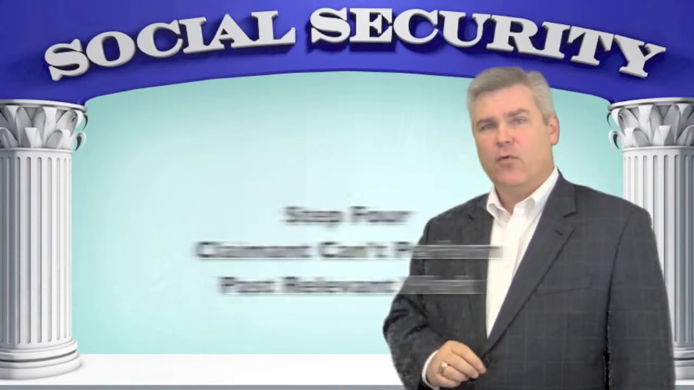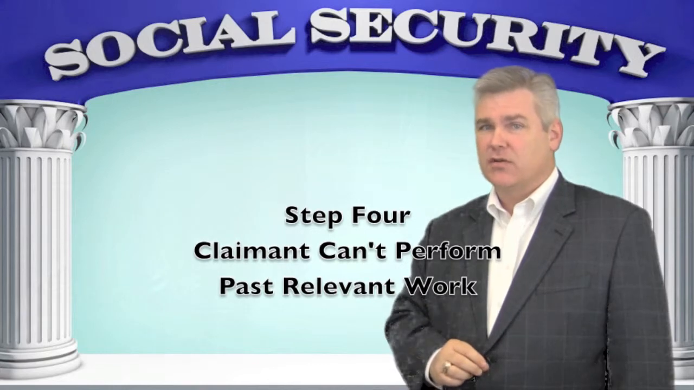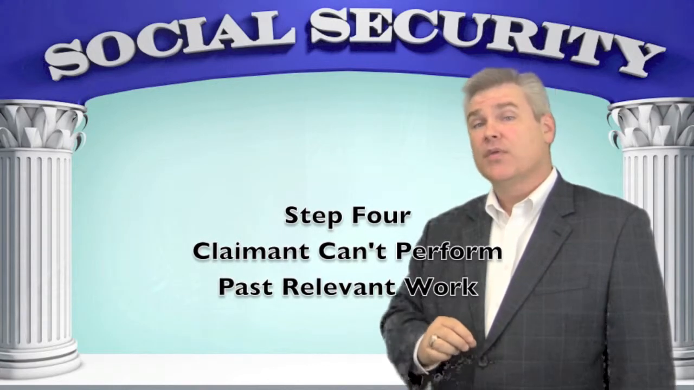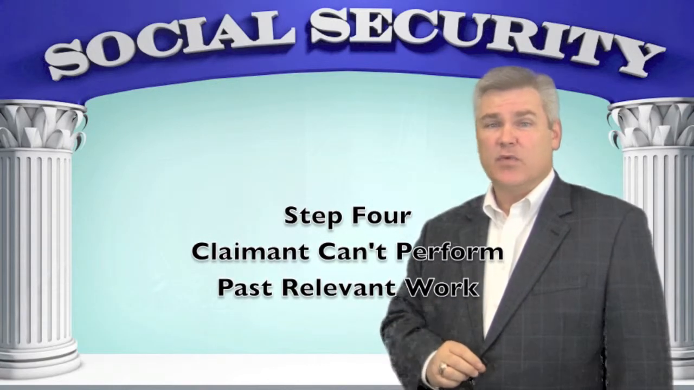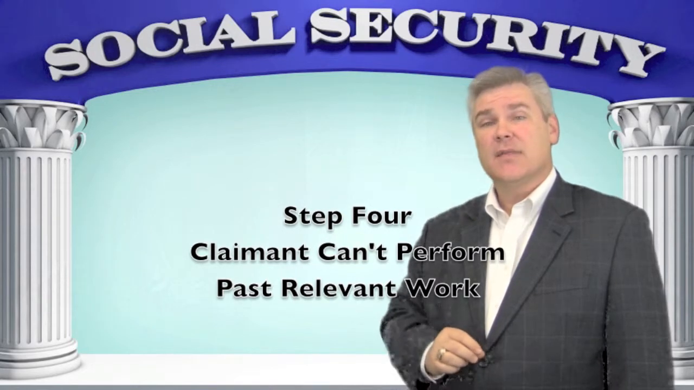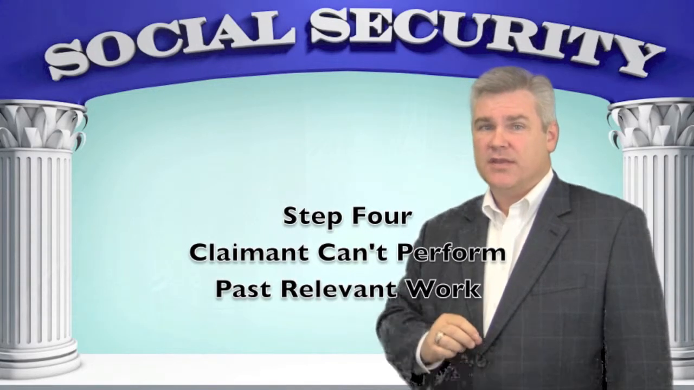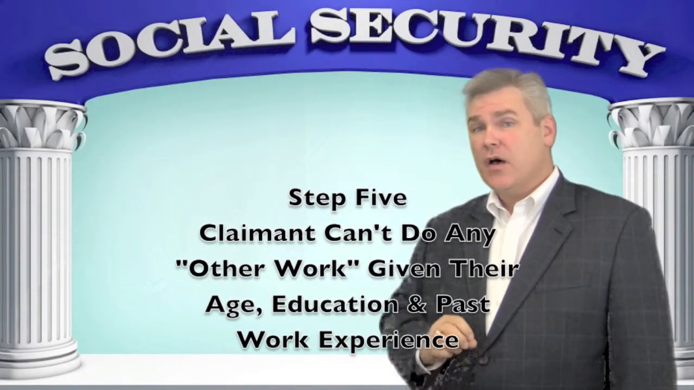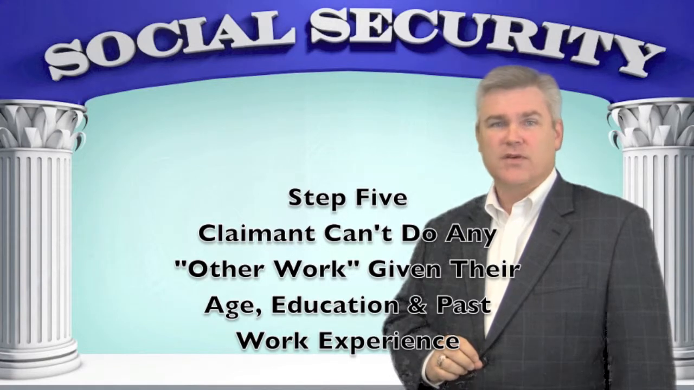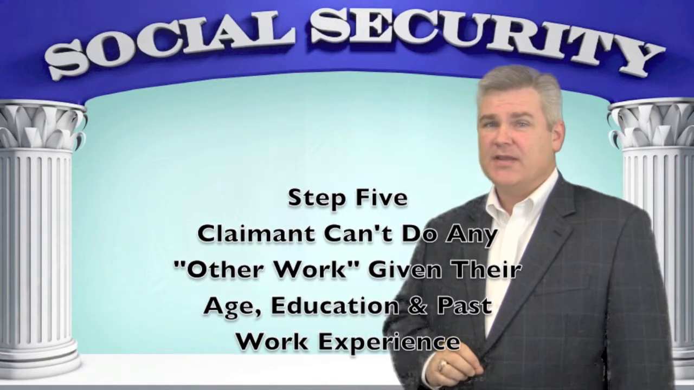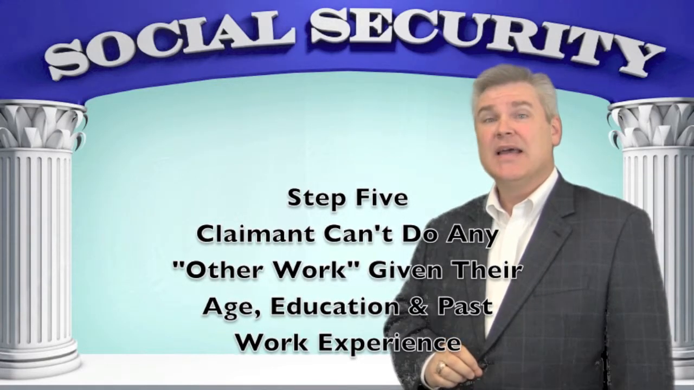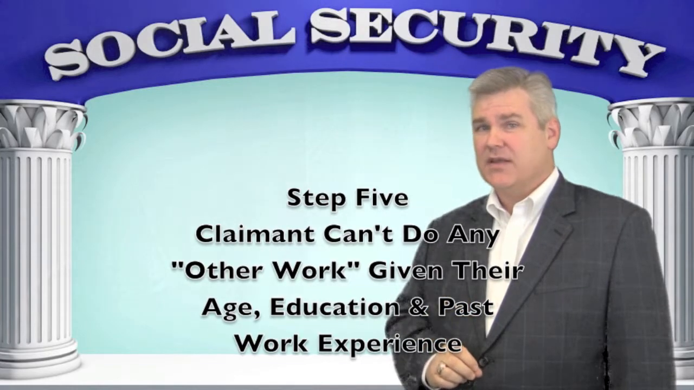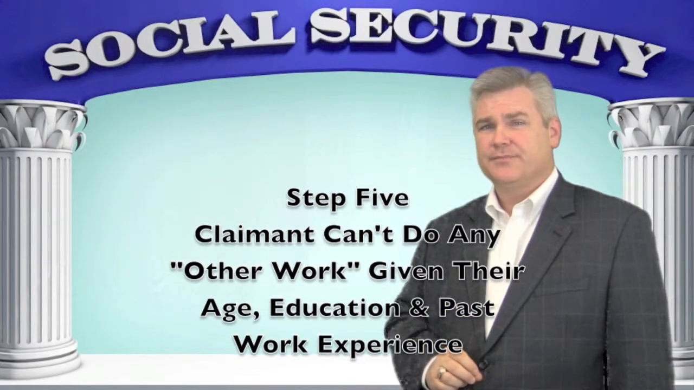Or, at Step 4, considering the claimant's residual functional capacity, that is, what the claimant can still do even with his or her impairments, the claimant is unable to do any past work that they've performed in the last 15 years. And finally, at Step 5, the claimant must show other work within the claimant's residual functional capacity, considering their age, education, and past work experience, does not exist in significant numbers in the national economy.